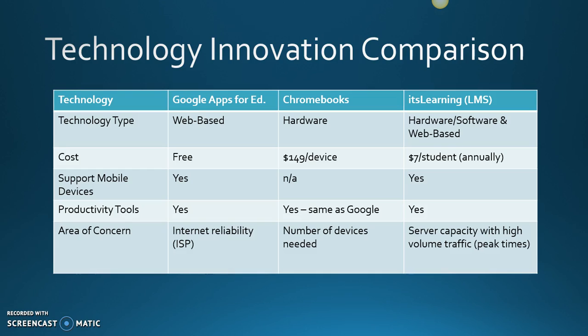Here's just a quick rundown of everything. If you'll look at the very bottom, the area of concern I want to talk about. With Google Apps for Education, you must have a quality and reliable internet connection, so a quality internet service provider is a must. That may be an area of concern for you, depending on who your vendors are. The Chromebooks, you may not have the funding to support a one-to-one initiative or how many devices you need for your district, so that can be an area of concern.